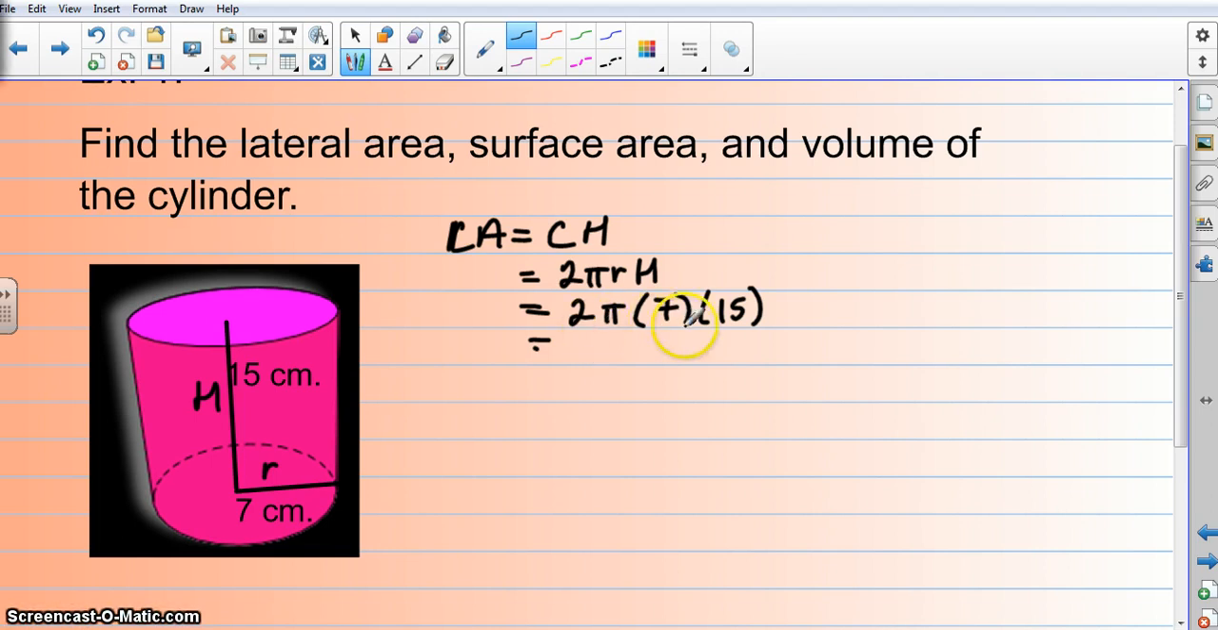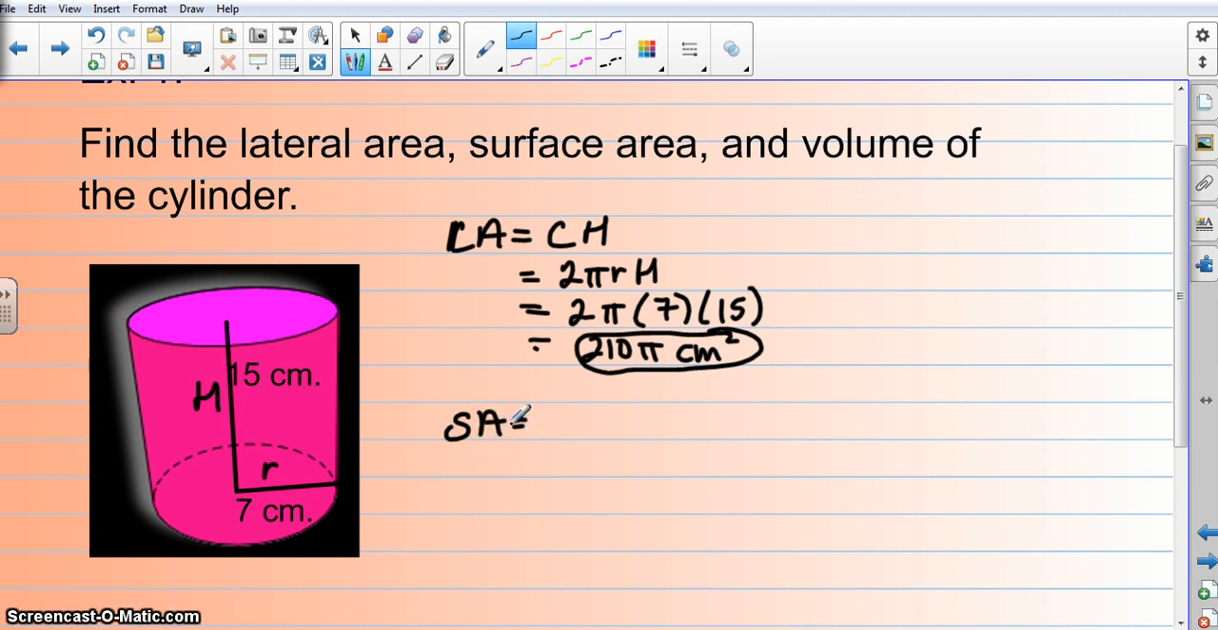So I have 2 times 7, which is 14. Remember, you have your calculator out while you're doing this, and you have your notes, so you can take these notes. So 14 times 15, and so I get 210 pi centimeters squared. If you don't have your notebook out, please pause this video and get your notebook out so you can work on these.